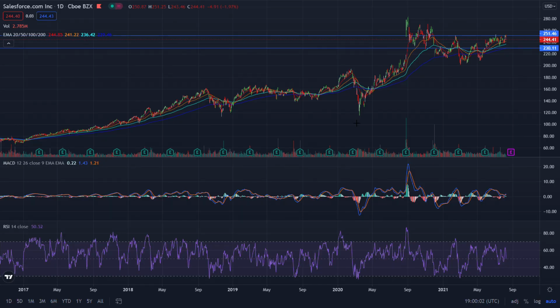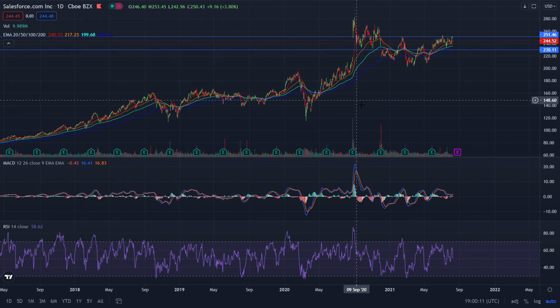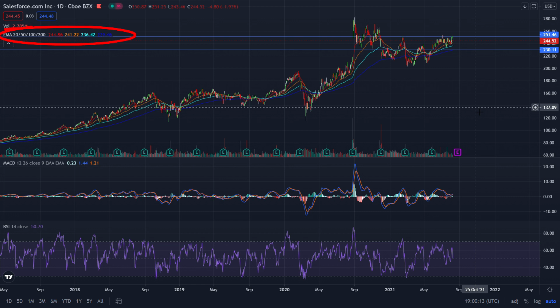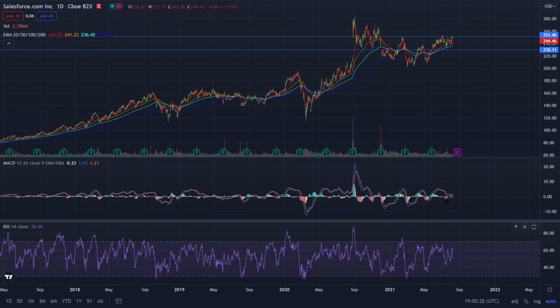I generally use three technical indicators for my trade setup. The first one is exponential moving average or EMA, the second is MACD, and the third is RSI. If we look at the 20-day, 50-day, 100-day, and 200-day exponential moving average, we would notice that each lies over the other and the overall trend is bullish. The 20-day EMA is 244 and the 200-day EMA is $229.5. So we can see that there is a strong support at $229, $230 level.